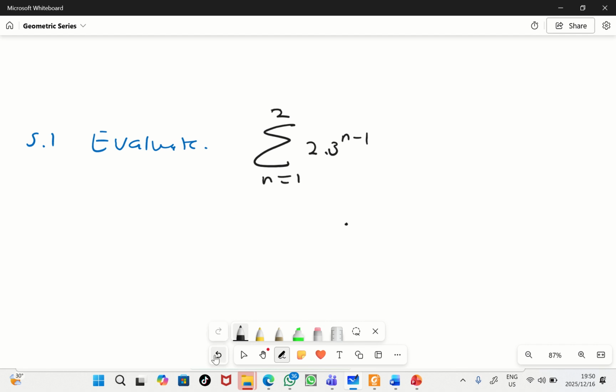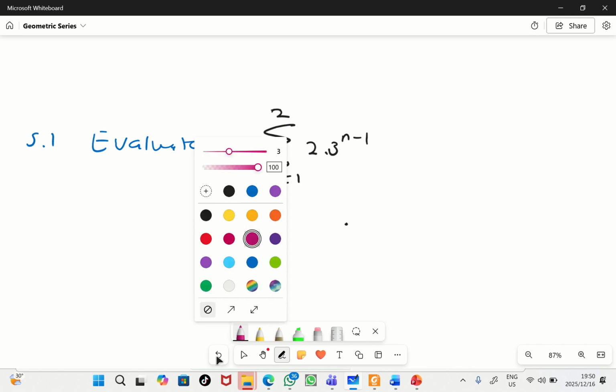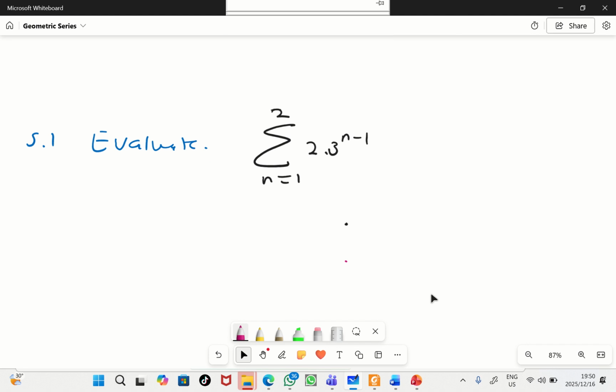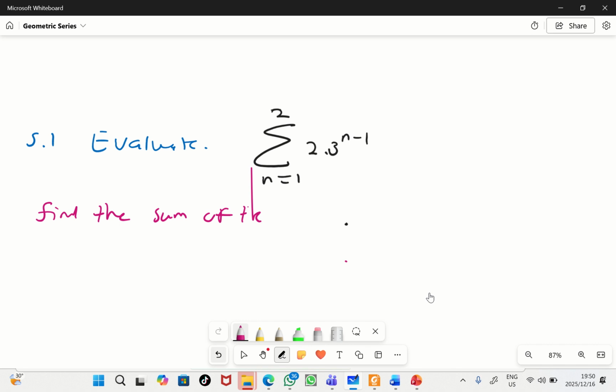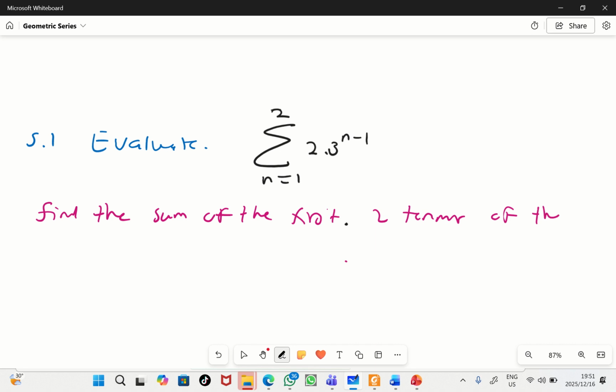What does that mean? Right? It just means the sum of the first. It means find, or calculate the sum of the first two terms of Tn equal to this sequence. It's a sequence. That's what they're looking for.